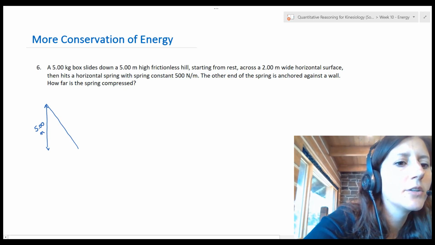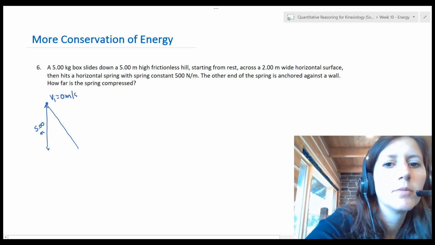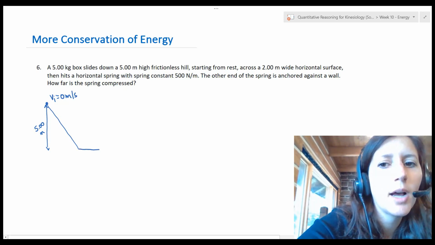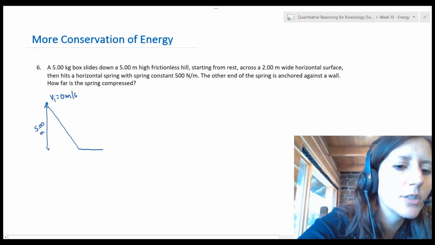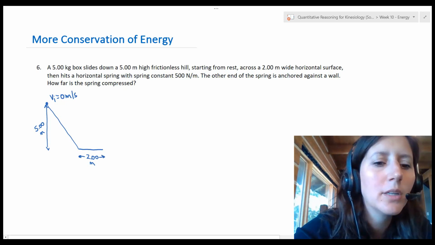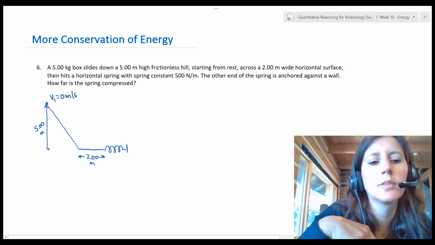It starts from rest, so this is the initial velocity. And then it goes across, so it goes down the hill, then it goes across a 2-meter wide horizontal surface, so this is 2 meters. And then it hits a spring that has a spring constant. So here's this spring over here, and it's anchored to a wall.